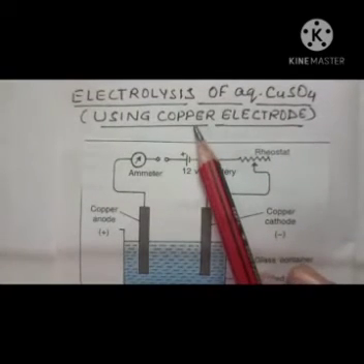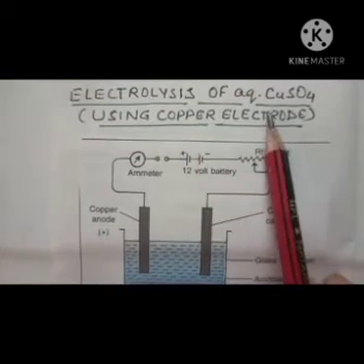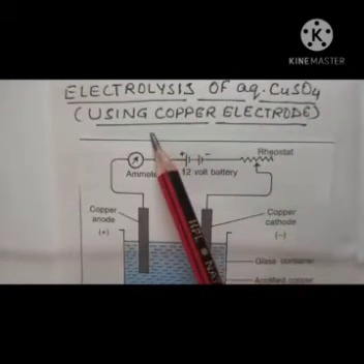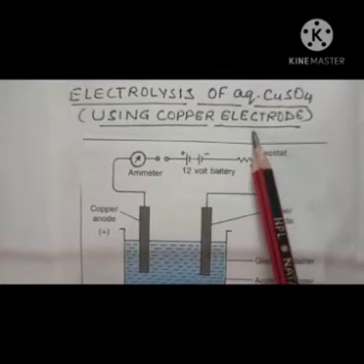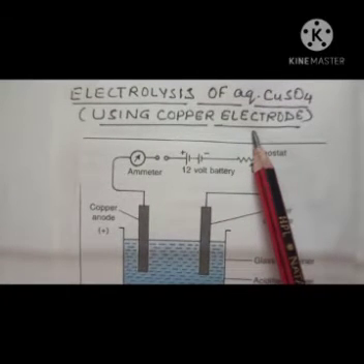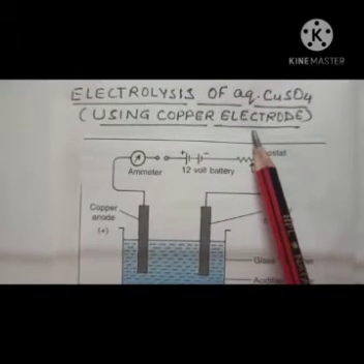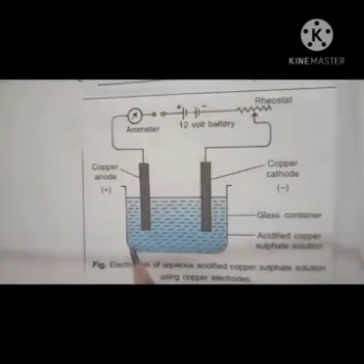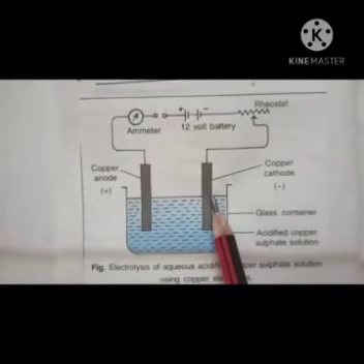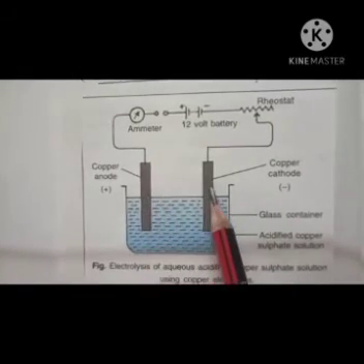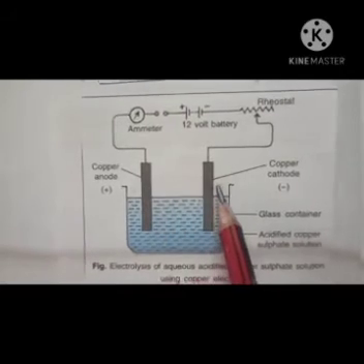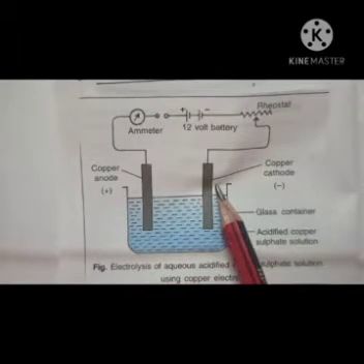Okay, now next is your electrolysis of aqueous copper sulfate solution. Okay, and what are you using? Copper electrodes you are using, right? For this electrolysis of aqueous copper sulfate, which electrolyte will you take? You just take this glass container, right? And you will take two electrodes. They are made up of copper.